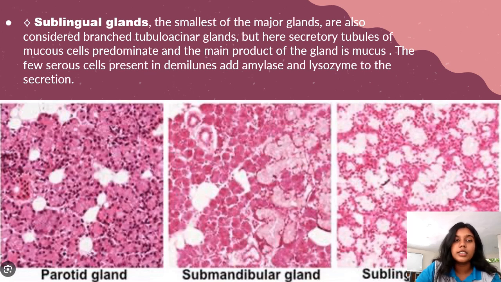Next, the sublingual glands. The smallest of the major glands are also considered branched tubuloacinar glands. But here, secretory tubules of mucous cells predominate and the main product of the gland is mucus. The few serous cells present in demilunes add amylase and lysozyme to the secretion.